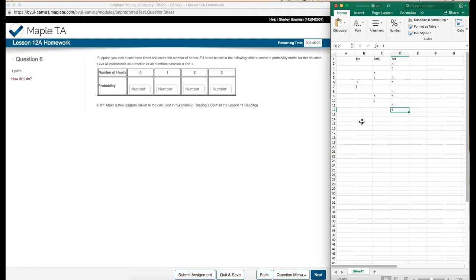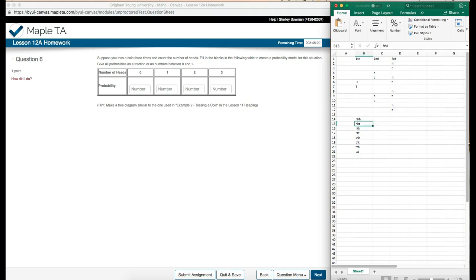So I could write this out. It might be easier to see: head, head, head; head, head, tail; head, tail, head; head, tail, tail. I'm just going through these so that you can see, I'm just writing them down. Now my next combination will start with the tails: tail, head, head; tail, head, tail; tail, tail, head; and tail, tail, tail. Okay, so those are all of the different possibilities.